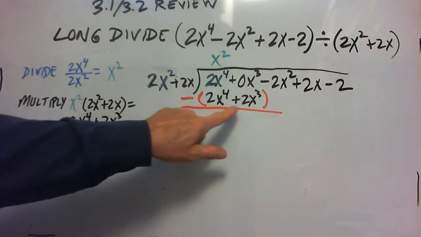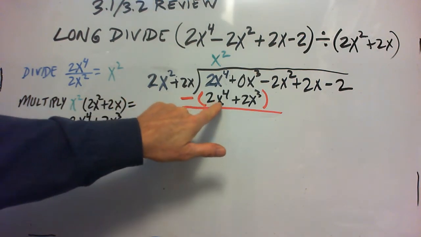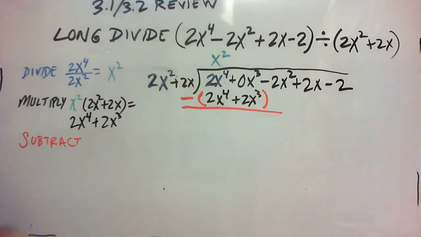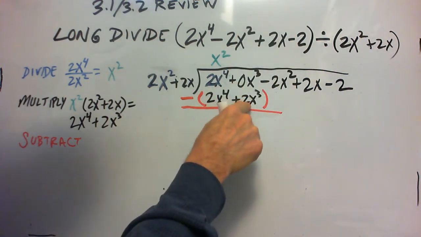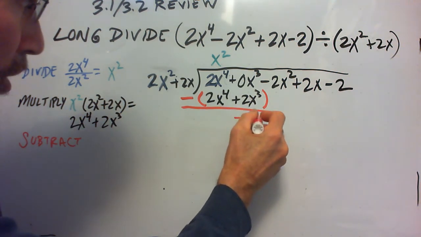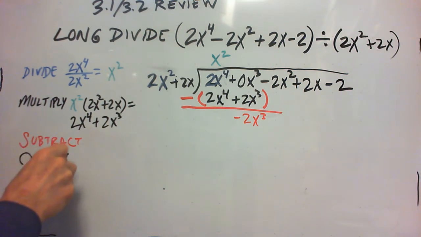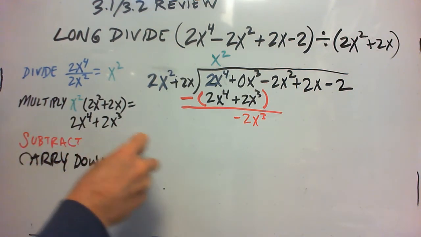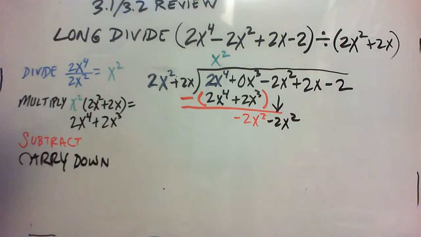Now when we subtract those terms, we have to remember we're subtracting a polynomial. So you're going to subtract both terms. You're going to subtract the 2x to the fourth from 2x to the fourth. They're gone. We're subtracting a 2x cubed from 0x cubed, which gives us a negative 2x cubed. And then we carry down. Those are our 4 basic steps that we repeat over and over. And we're carrying down that minus 2x squared.